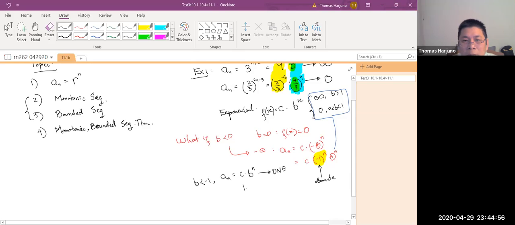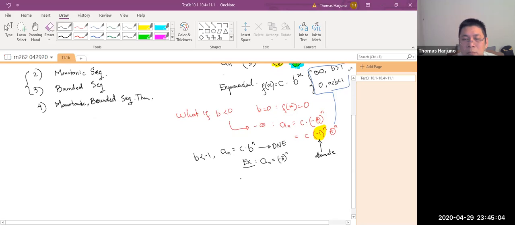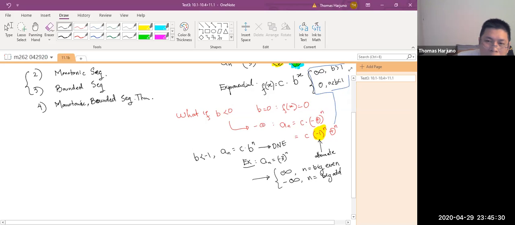Imagine, for example, if I have, let's say a sub n is -3 to the n. Then it will go to infinity when n is a very big even number, right? But it will be -infinity if n is a big odd number. You see what I mean? Even if it goes to infinity, we don't call that convergent, we call that divergent, but at least it's still divergent to infinity. We can say it explodes to infinity, right?